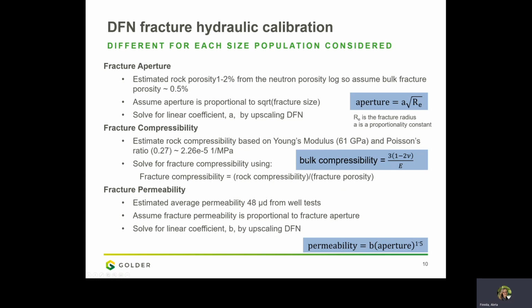For the fracture compressibility, we can solve that with some information about the rock, Young's modulus and Poisson's ratio. We can solve for bulk compressibility and then back calculate, based on the porosity we've measured, how to get to a fracture compressibility as shown here. For the fracture permeability, we do a similar procedure as we did for aperture, where we assume a relationship between aperture and permeability shown here. Then we guess a proportionality constant B, upscale the rock, see what the bulk rock permeability turns out to be, and adjust the proportionality constant B until we get a match. This gives us a consistent discrete fracture network model, so that given our assumptions as to the fracture geometry, the hydraulic properties are consistent with what's measured.